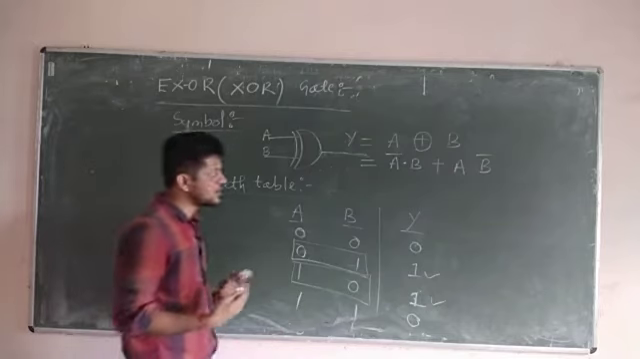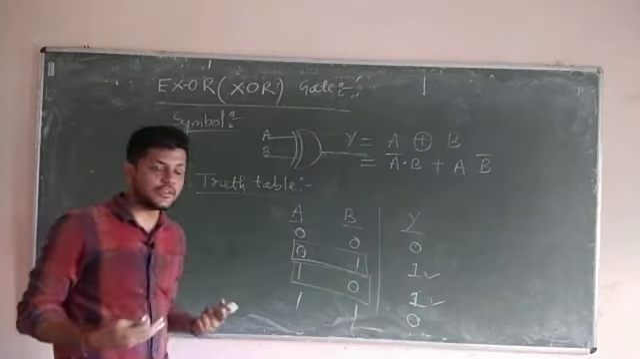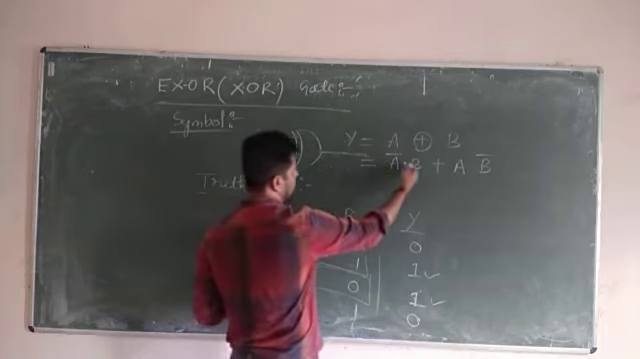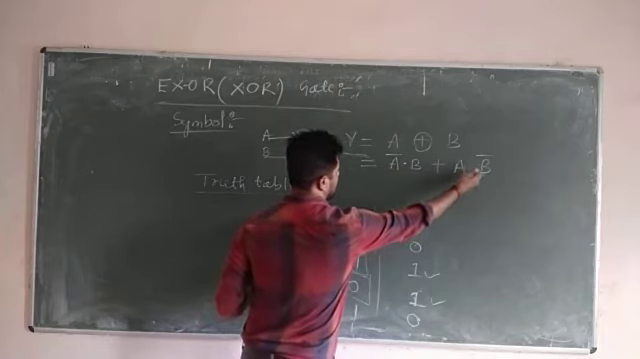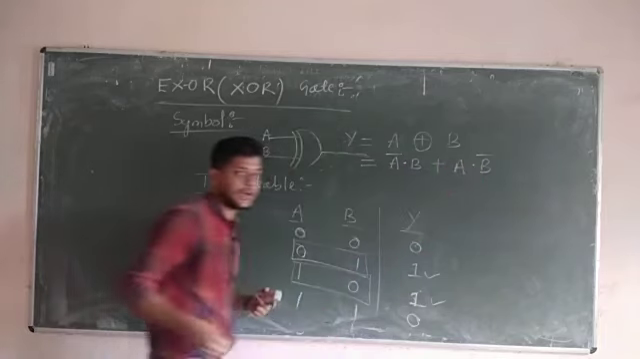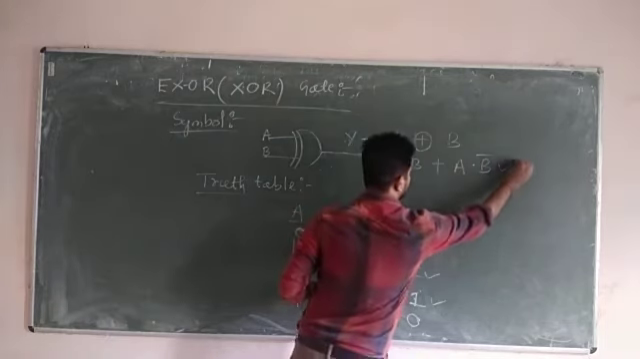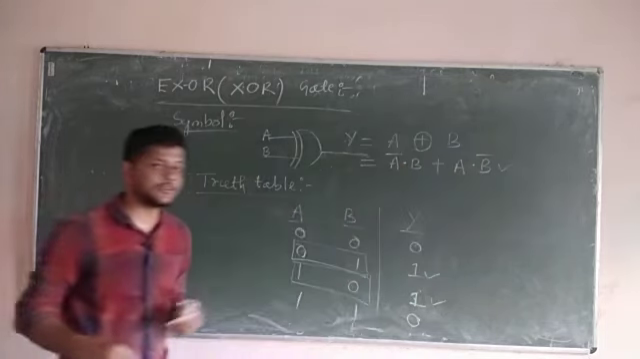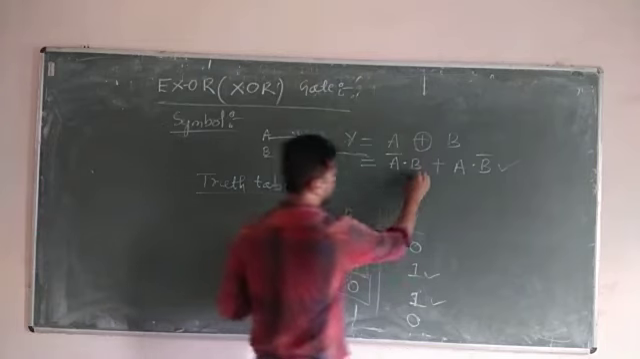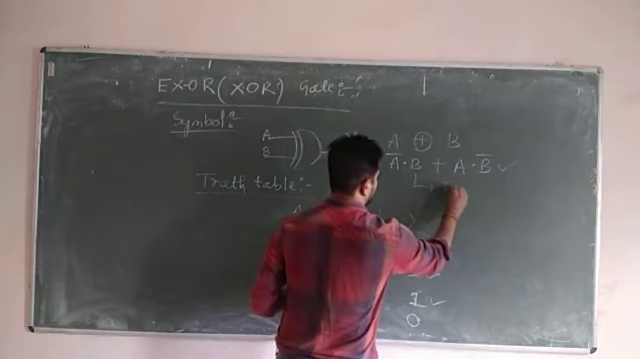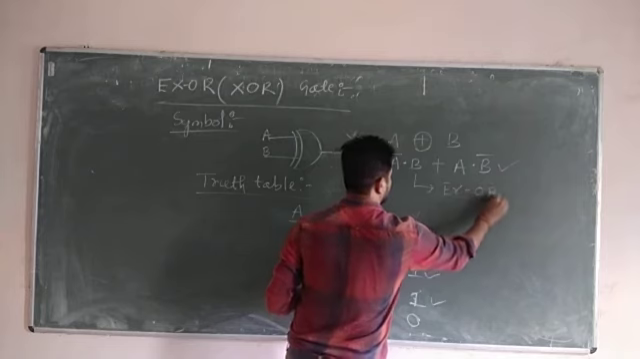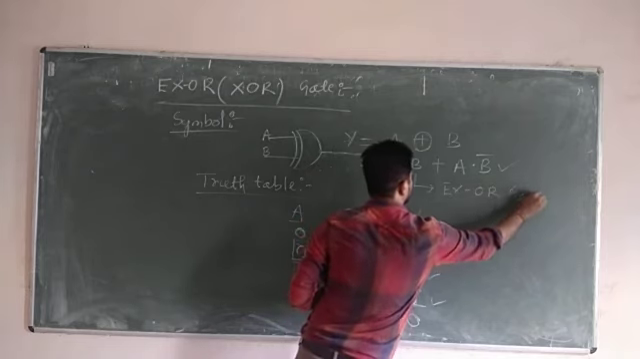So the Boolean expression for your XOR gate is nothing but A complement and B, or A and B bar. So keep that in mind. They are asking repeatedly for this expression. What is the expression for your XOR gate? This is the expression for your XOR gate.